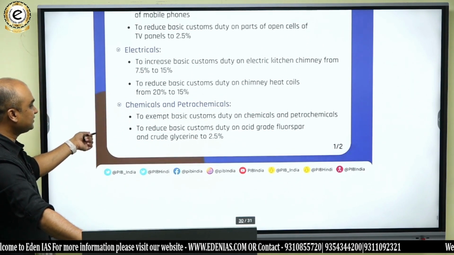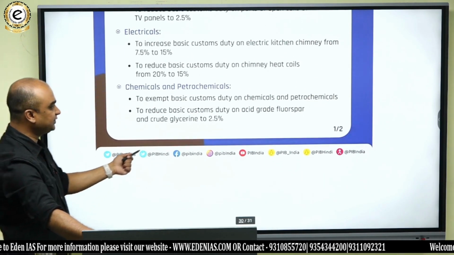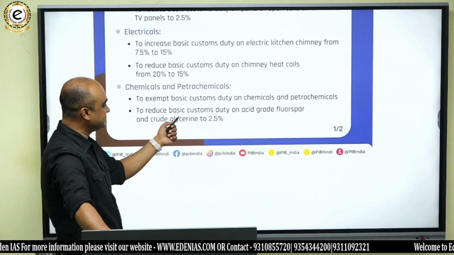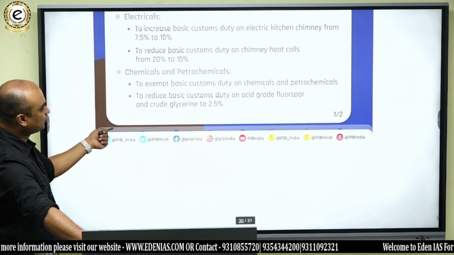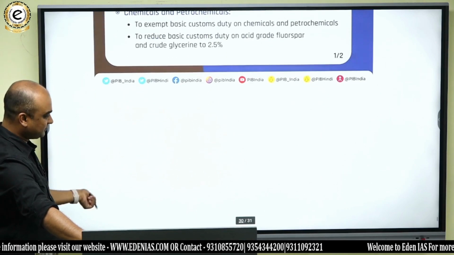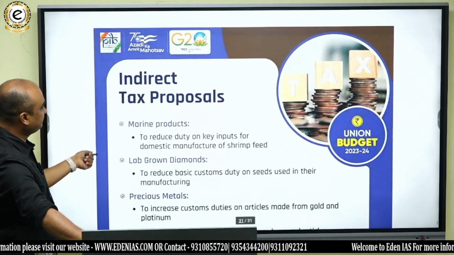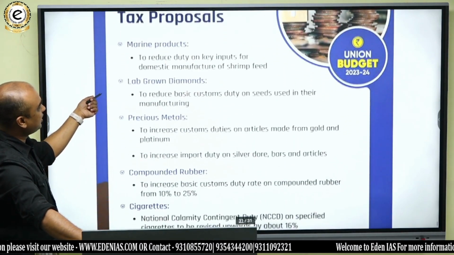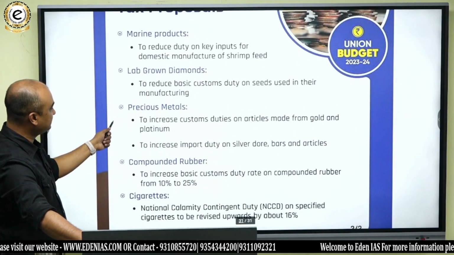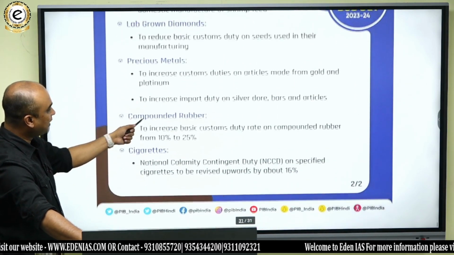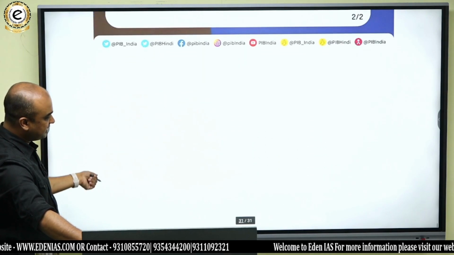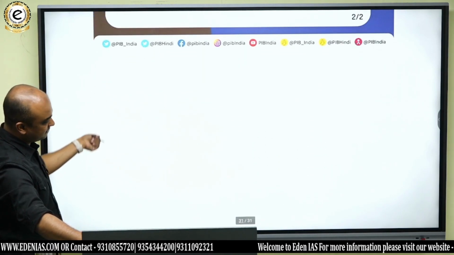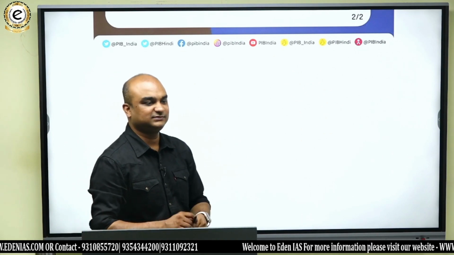Chemicals and petrochemicals: to exempt basic customs duty on chemicals and petrochemicals, to reduce basic customs duty on acid grade fluorspar and crude glycerine to 2.5%. This is just data. Marine products, lab grown diamonds, precious metals, compounded rubber, cigarettes, indirect tax has been altered on all these. That's it. That is it.